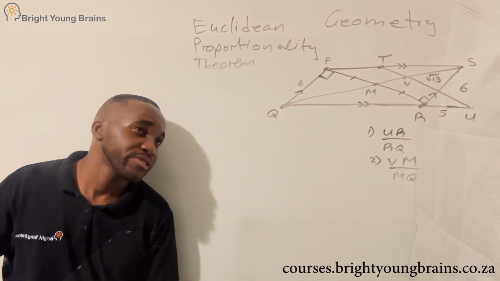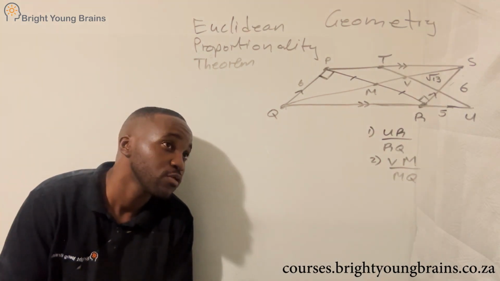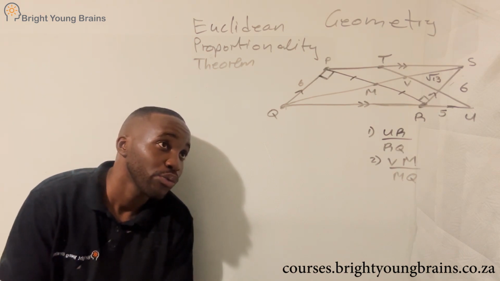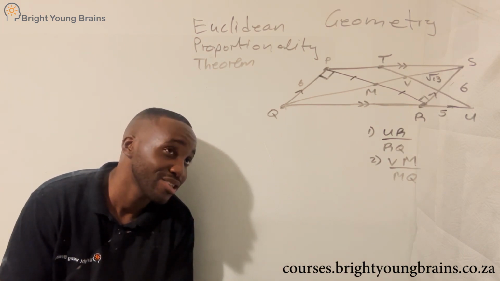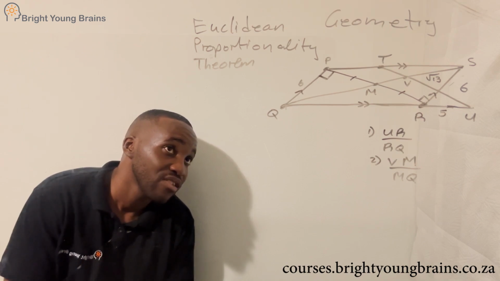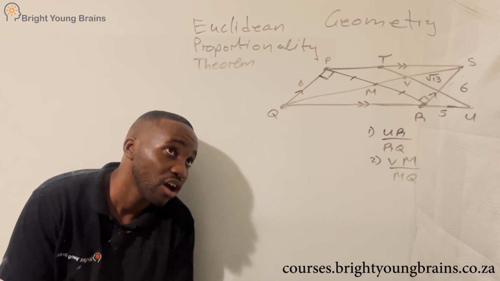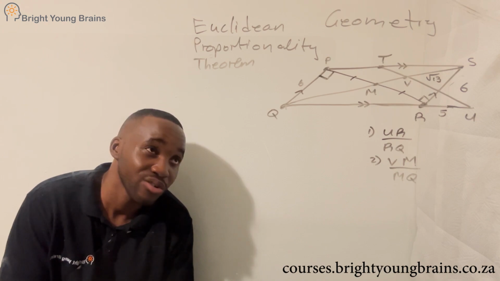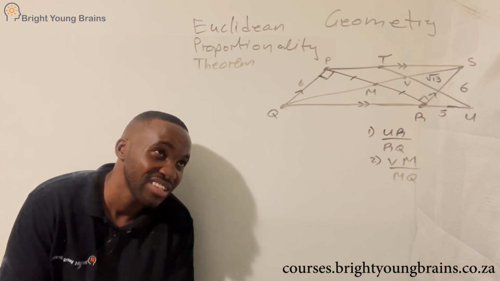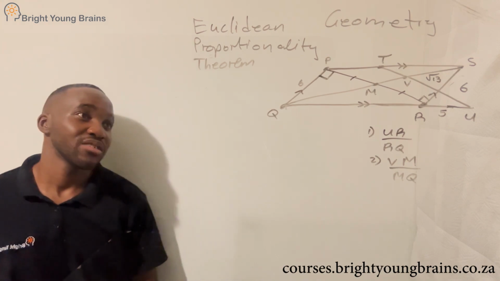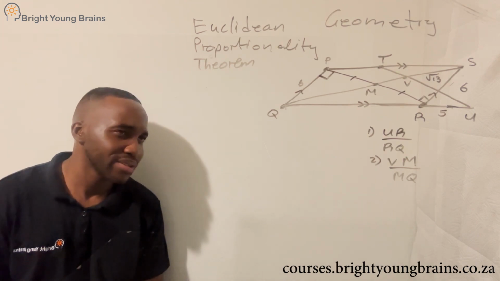The square root of 13 over there is literally just for VS. So we just have to keep that in mind. If they had told us that PR is parallel to TU, that would have made our life a bit easier, I think. Not that much easier, but maybe just a little bit.